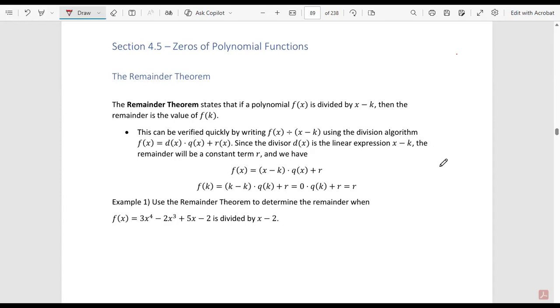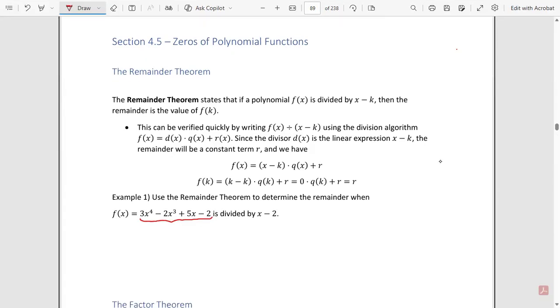But sometimes it's not easy to find the zeros of a polynomial function, because the only method that we learned so far for solving polynomial equations is by factoring. And factoring does not always work for our problem. For example, if you look at this polynomial function, if you want to find the zeros, you have to set it equal to 0, and you need to factor it.